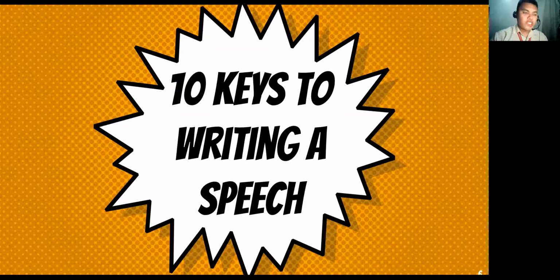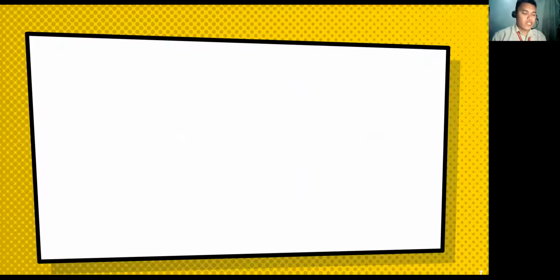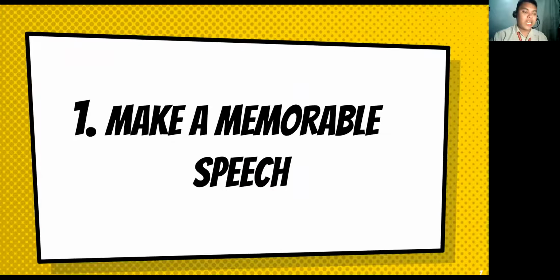So first, we will discuss the first phase, which is the writing. So there are 10 keys to writing a speech. So we will know what are the things that we need to know in delivering a speech. So the first one that we need to consider is make a memorable speech. What is this make a memorable speech?